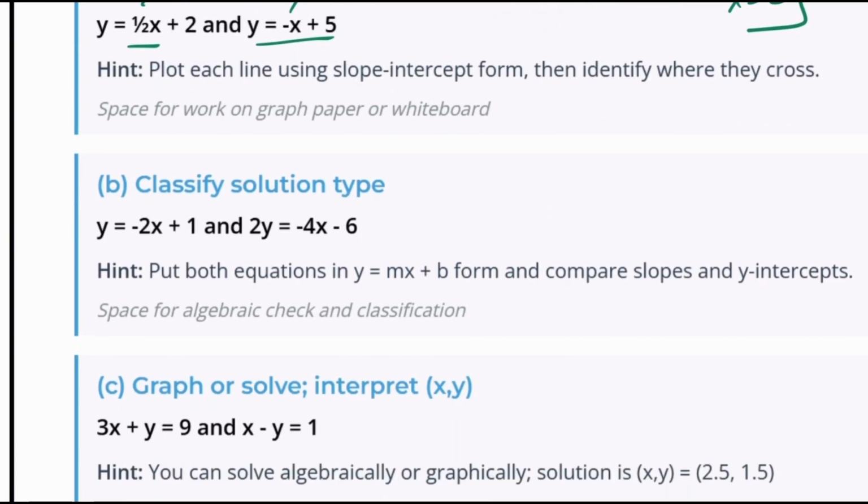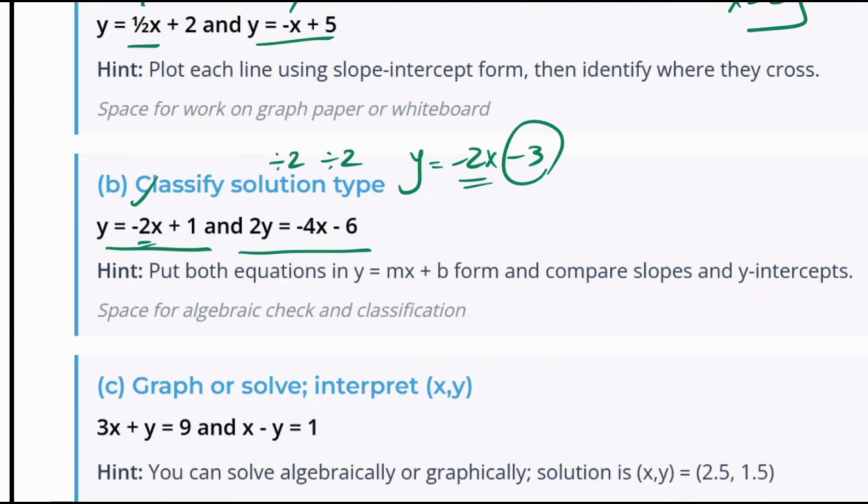I do have 2 equations. y is negative 2x plus 1, 2y is equals negative 4x subtracted by 6. So I know for a fact that I have to make y is equals mx plus b. This one is okay, but this one is not. The only thing that I have to do, divide both sides by 2, so I do have y is negative 2x subtracted by 3. As you can see over here, the m's are the same, but they don't have the same b, so I don't have any intersection point. It means that these 2 lines are completely parallel.